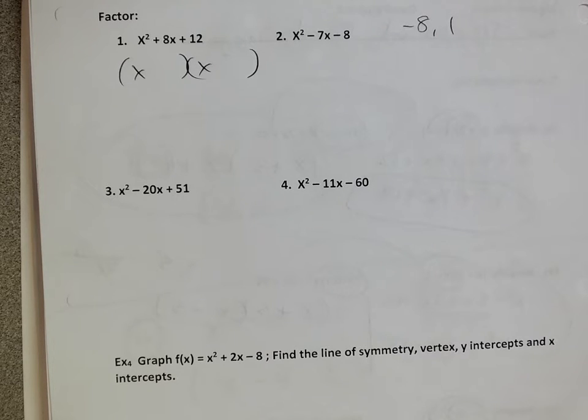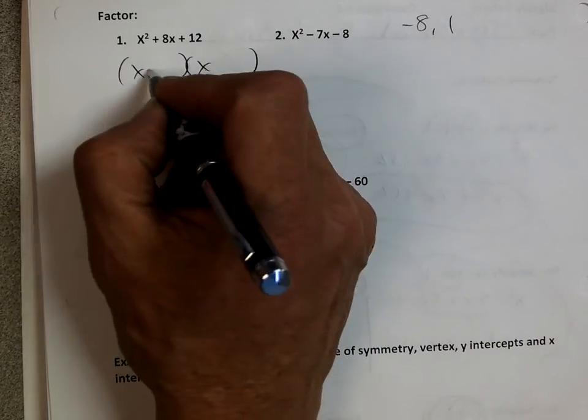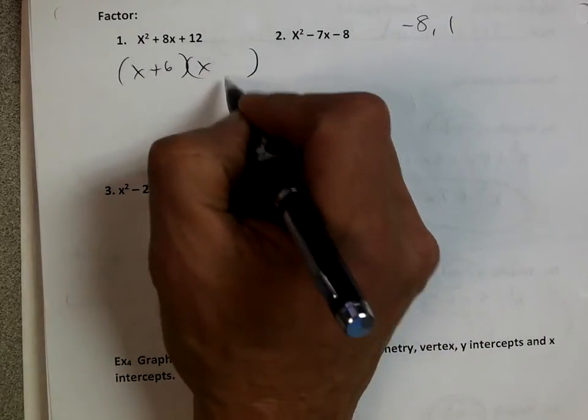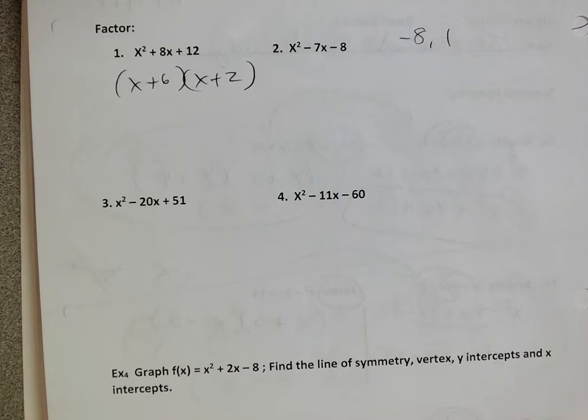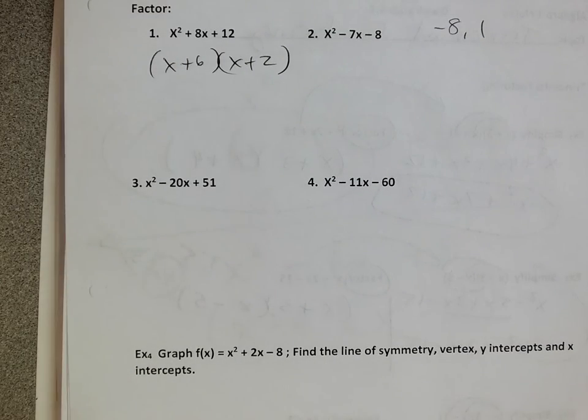Negative 20? Price, what's the answer to number 1? 6 and 2. Yep. Or 2, 6, right? Plus 6 plus 2. Everybody agree with Price? Thumbs up? Yep, I am. Everybody agree with Price? Thumbs up?